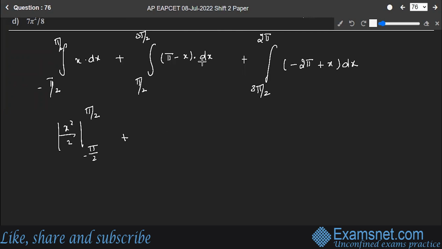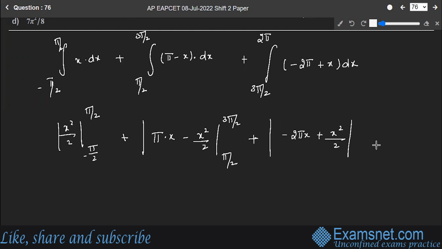this can be written as pi x, I'll take out the limits. So the integral of pi minus x will be given by pi x minus x squared by 2. Limits are from pi by 2 to 3 pi by 2. Similar is the case with this one. So this will turn out to be minus 2 pi x plus x squared upon 2, from 3 pi by 2 to 2 pi. Right?